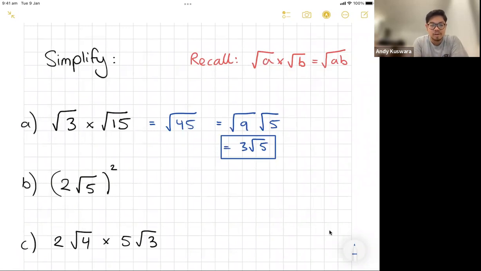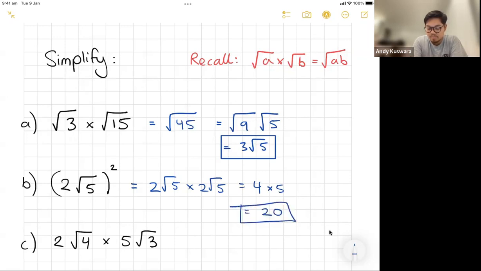Okay, now incorporating some index laws here, I've got 2 root 5 squared. And I know some of you will miss this, so I'm just going to write it out. We're going to write it as 2 root 5 times 2 root 5, because that's what squared means. And then we'll go numbers with numbers. So now I've got 2 times 2, which is 4, and then root 5 times root 5, which is 5. So in this case, my answer will be 20.